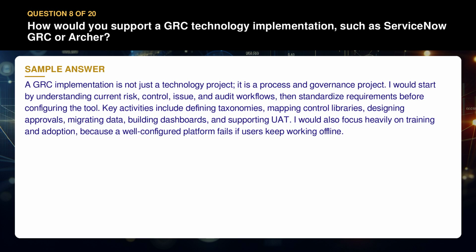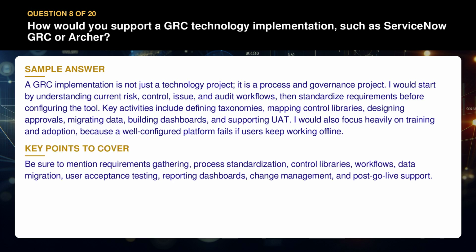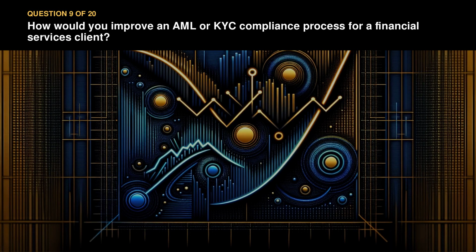Key activities include defining taxonomies, mapping control libraries, designing approvals, migrating data, building dashboards, and supporting UAT. I would also focus heavily on training and adoption, because a well-configured platform fails if users keep working offline. Be sure to mention requirements gathering, process standardization, control libraries, workflows, data migration, user acceptance testing, reporting dashboards, change management, and post-go-live support.